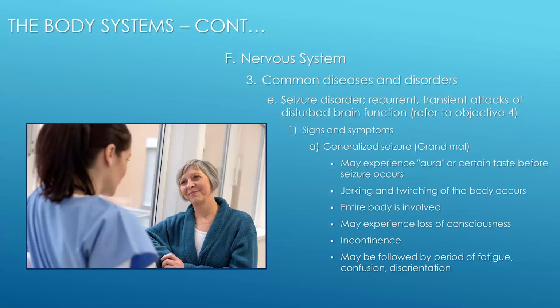Seizure disorder. Recurrent transient attacks of disturbed brain function. Signs and symptoms: generalized seizure or grand mal. May experience an aura or certain taste before the seizure occurs. Jerking and twitching of the body occurs. Entire body is involved. May experience loss of consciousness, incontinence, and may be followed by a period of fatigue, confusion, and disorientation.